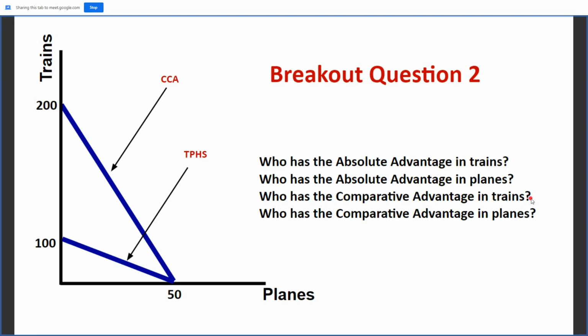And as far as airplanes go, we have the comparative advantage in airplanes because every time we build one airplane, we give up 2 trains. Whereas every time CCA makes one airplane, they give up 4 trains. So comparative advantage to Torrey Pines in airplanes. Still good with that one?